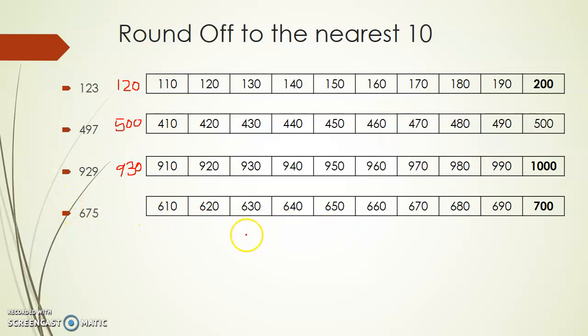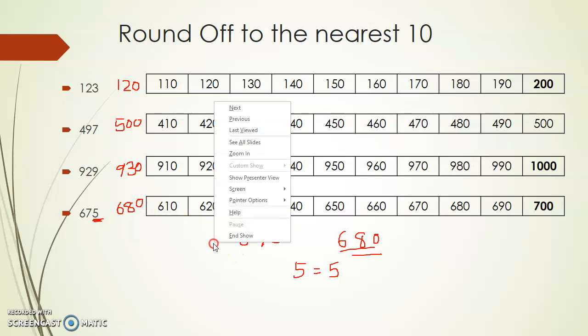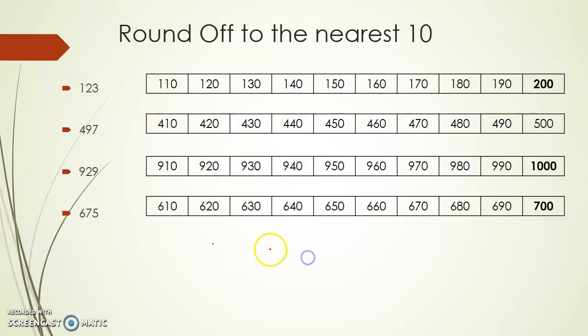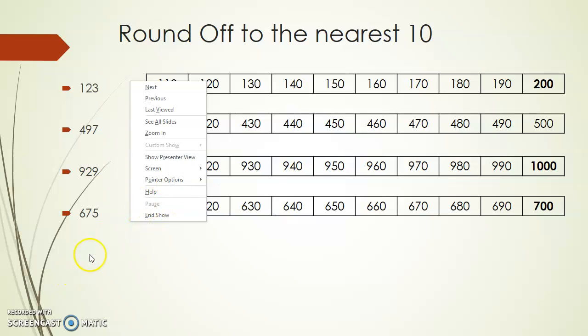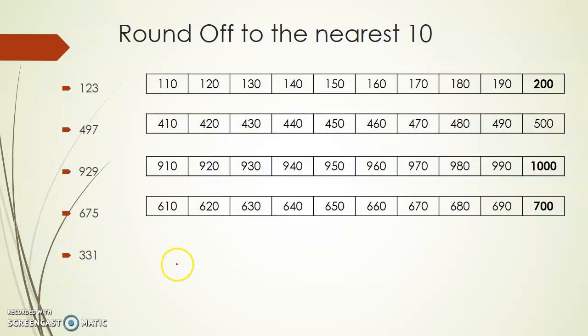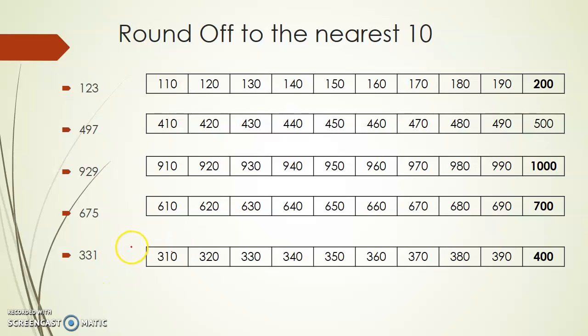675. Where does 675 come? Between 670 and 680. We look for the digit in the ones place. 5 is equal to 5. Right? If it is greater than or equal to 5, we round up. So we take it to 680. 331, where does it come? It comes between 330 and 340.